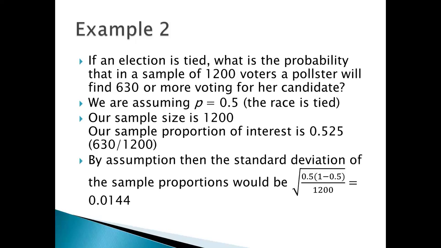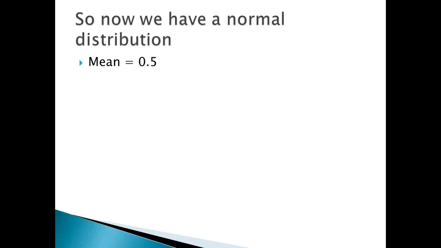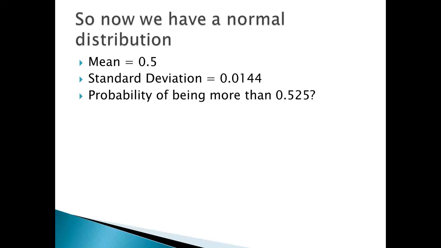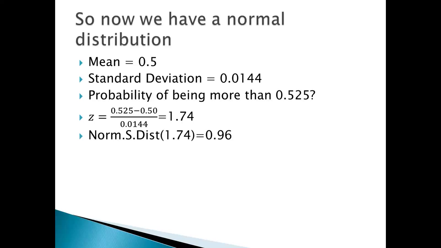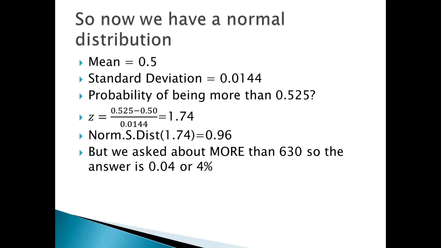And the standard deviation, again by assumption that p equals 0.5, is 0.0144. So now we have a normal distribution with mean 0.5, standard deviation 0.0144, and we want to know what's the probability that one individual is more than 0.525. If we take one sample, how likely is it that our sample proportion is more than 0.525? We find the z-score. NORM.S.DIST is 0.96. But we asked about more than 630, so this is one of those cases where we need to subtract from 1 or from 100%. We got an answer of 4%.